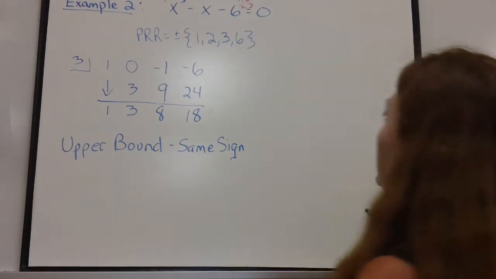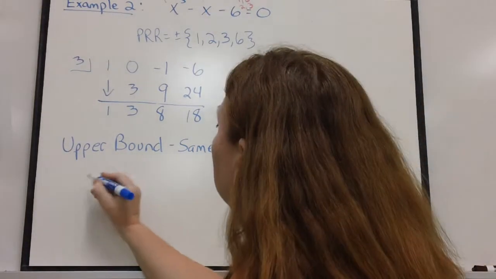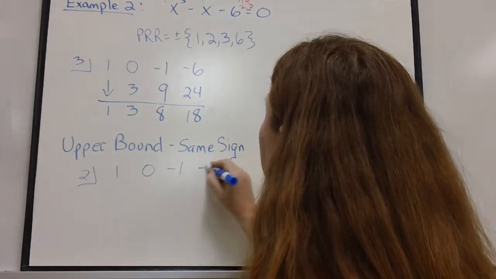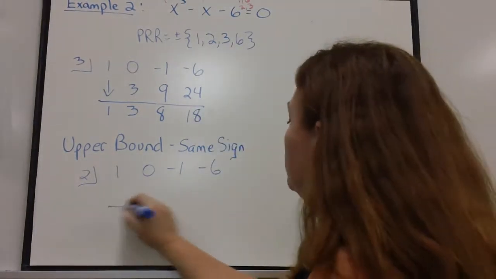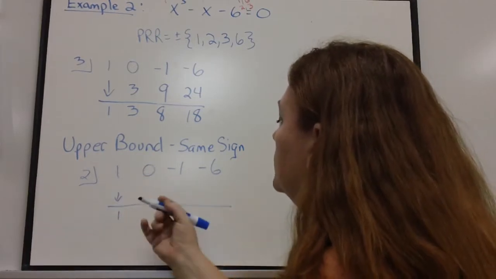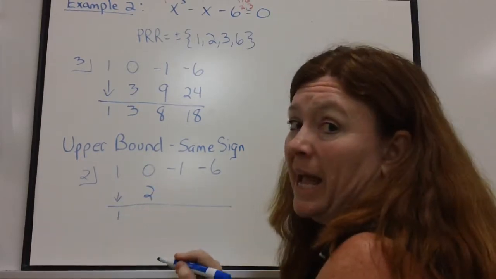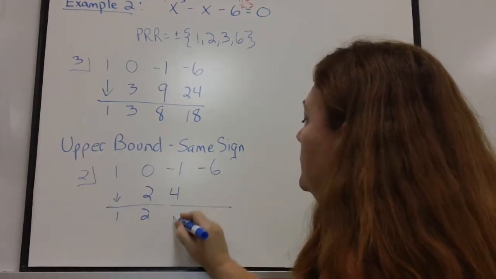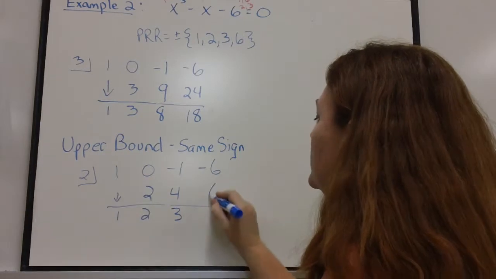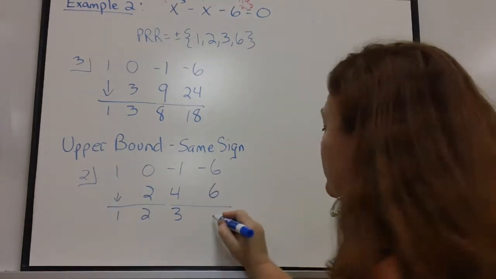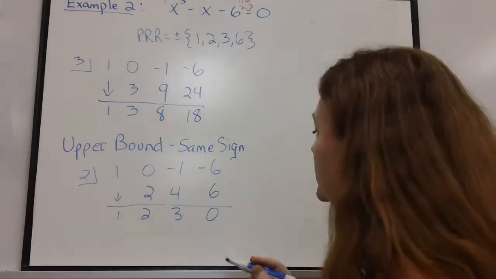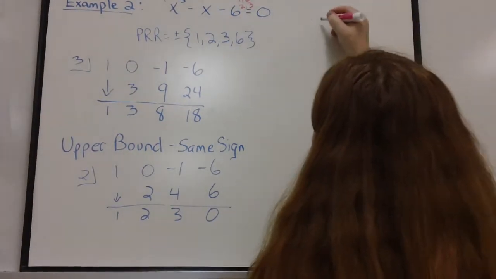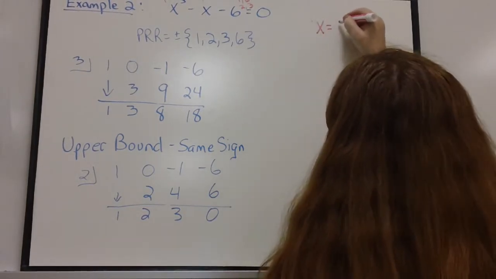All right, so let's try 2. 1, 0, negative 1, negative 6. 3 didn't work, now I'm going to try 2. Bring down the 1. 2 times 1 is 2. Add them and get 2. 2 times 2 is 4. Add and get 3. 2 times 3 is 6. Hello. Add them and get 0. I found a solution. Yes. So, let's see. I can put that up here. X equals, and I found 2 works.